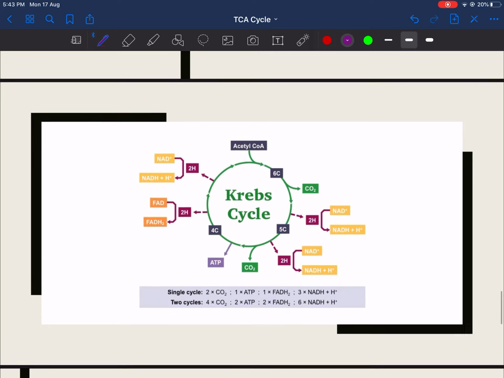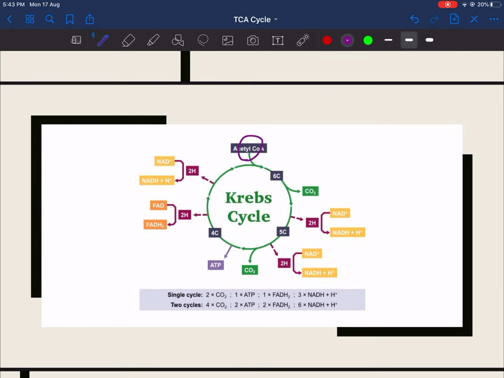So again, acetyl-CoA goes in, citrate is produced, oxaloacetate in the end is regenerated, and the cycle goes on. So yeah, carbon dioxide. This is basically just a summary of what I've already talked about, the products of the reaction. So I'm going to have you look at the purple box at the bottom. A single cycle is going to produce 2 molecules of CO2 excreted, 1 molecule of ATP, 1 FADH2, and 3 NADH. This is for 1 molecule of acetyl-CoA.